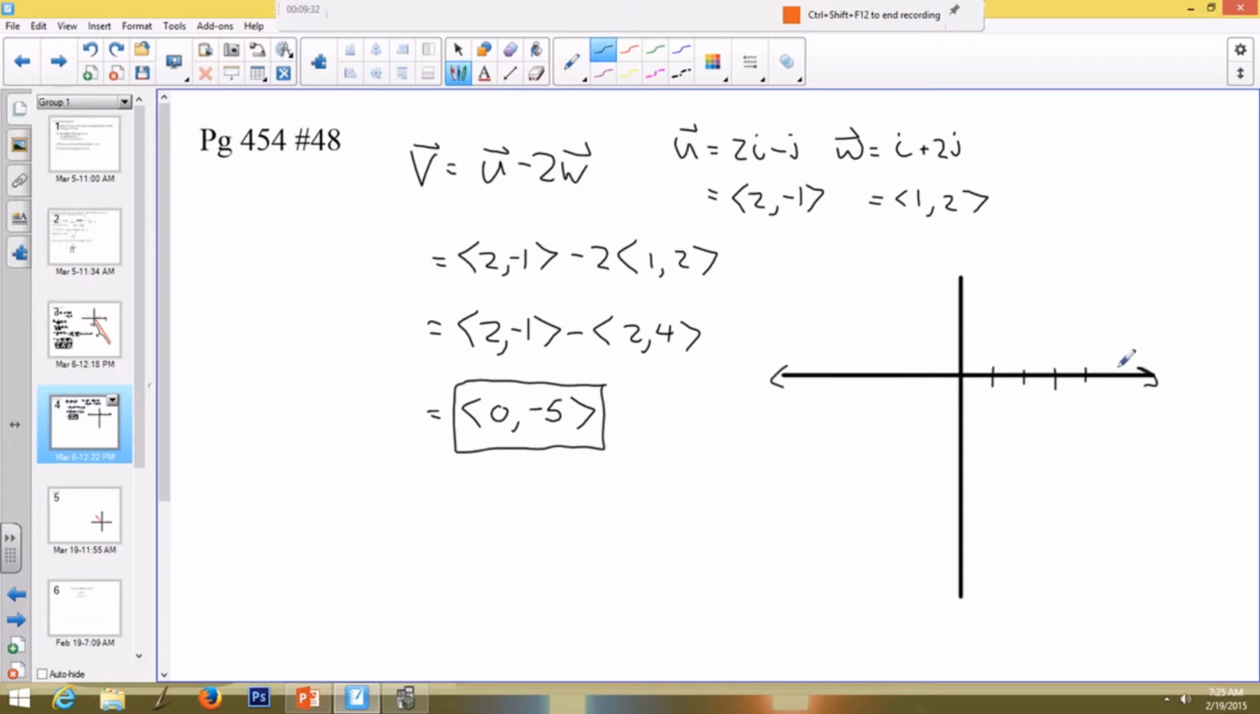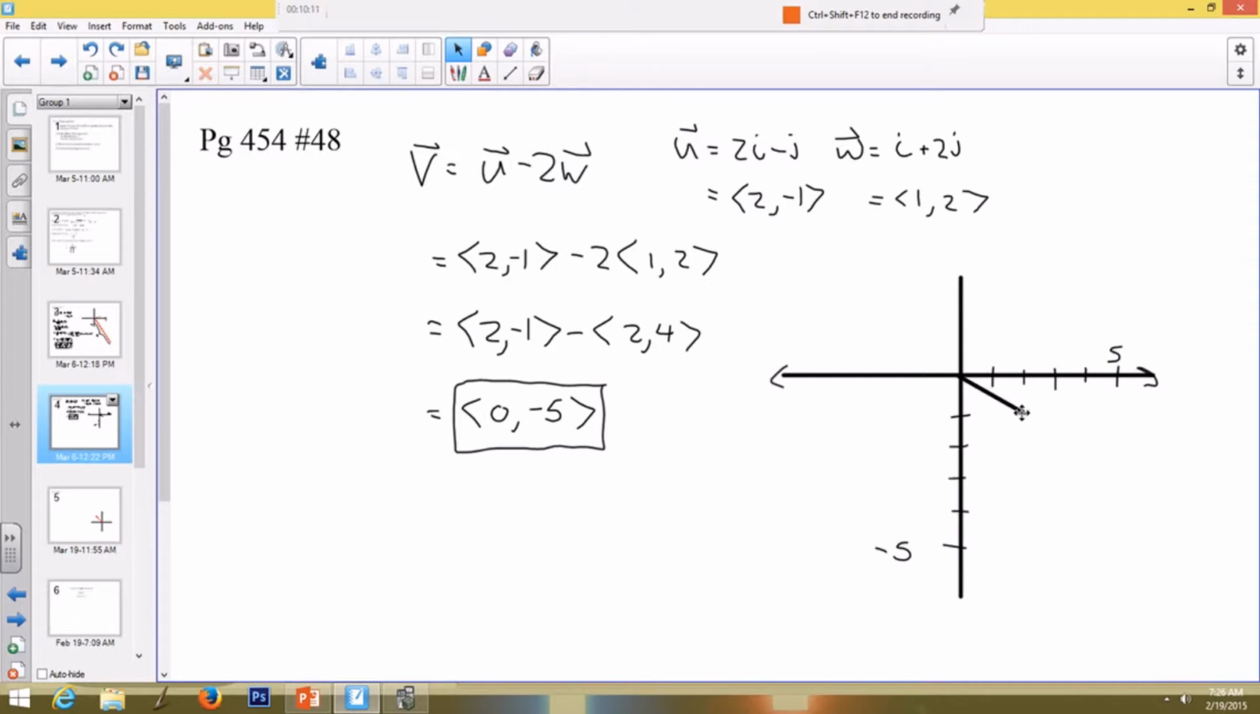1, 2, 3, 4, 5 on the x-axis. 1, 2, 3, 4, 5 on the y-axis. And 2, negative 1. So my first vector here is 2, negative 1. I go out 2, down 1. There's my 2, negative 1. And then I'm subtracting away from that 2, 4. So I'm really taking a vector that's going to go back 2 and down 4. So this vector, I subtract that away.